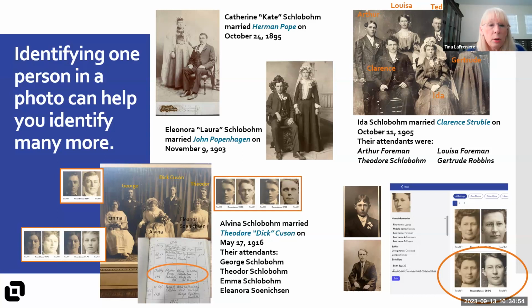And I used other photos of Arthur and Ted to help me identify them in Ida's wedding photo. That means by process of elimination, the last person in Ida's must be Gertrude Robbins, and in Alvina's must be Eleanor Sonicson. I've been able to identify a large number of unknown people by the fact that I could associate them with another person in a photo where Related Faces was able to make a positive identification.